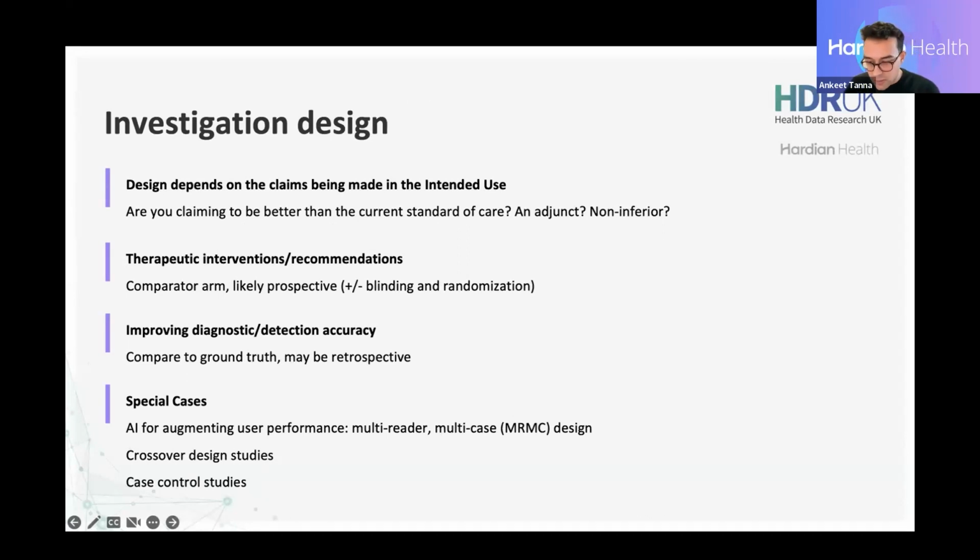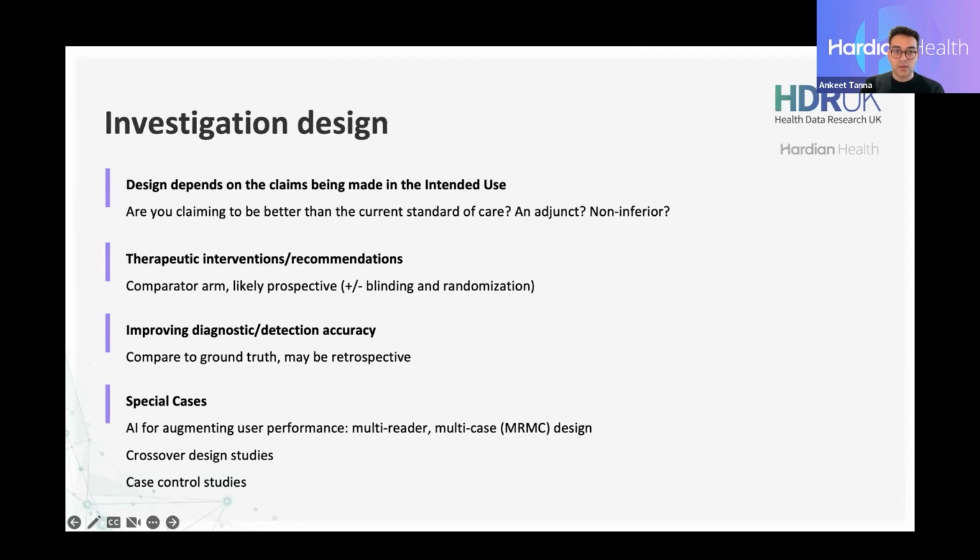So there's been a few questions in the chat about whether we need retrospective and prospective data and what the exact designs of studies should be. And it highly depends on what the intended use of your product is and what claim you want to substantiate. So if you are claiming to be better than the current standard of care, or whether you want to claim to be a clinical decision support software, the level of that claim would be different. And so you'd need to have a different level of evidence to substantiate that.